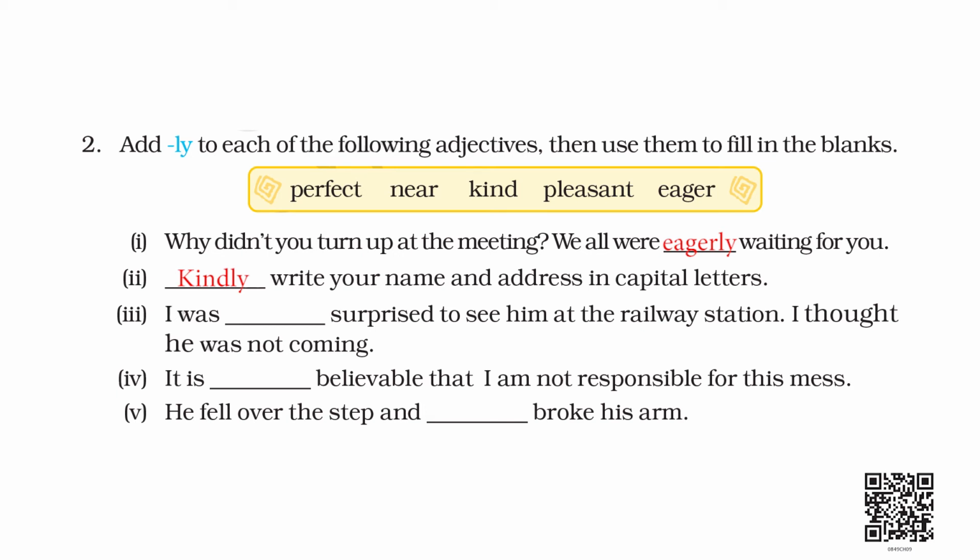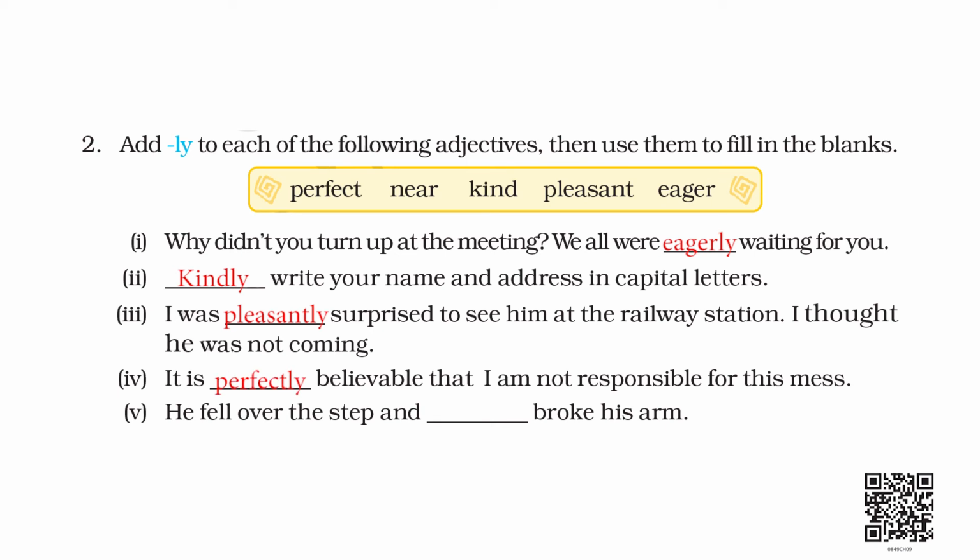Number 3. I was blank surprised to see him at the railway station. I thought he was not coming. What can that be? Yes, I was pleasantly surprised. Right. Question 4. It is blank believable that I am not responsible for this mess. Which one would fit there best? Yes, it is perfectly believable that I am not responsible for this mess.